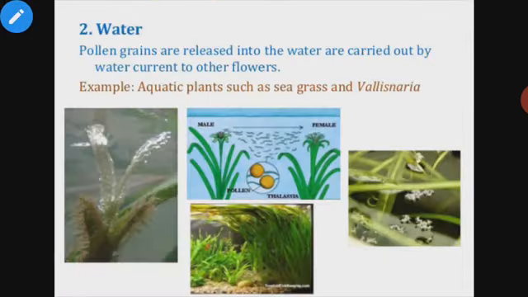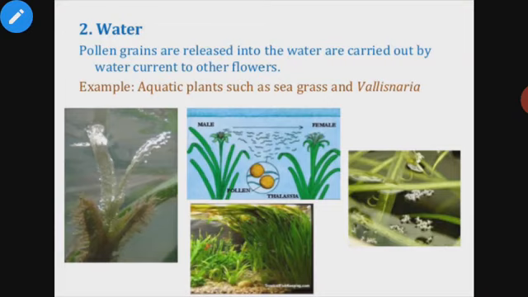Second is water. Aquatic plants release their pollen grains into the water, and the pollens are carried to the other plant slowly by the currents of the water. Aquatic plants like sea grasses are pollinated by water.